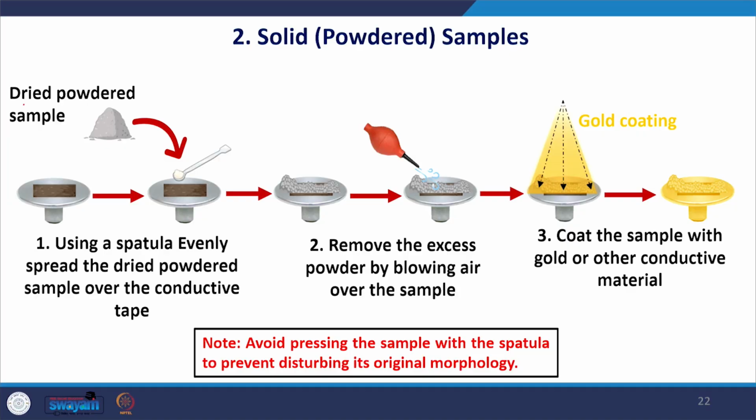The next one is solid sample. If you are using a solid or powder sample, the dried powder sample can be placed on the conductive tape using a spatula, and it has to be evenly spread over the conductive tape. Then remove the excess powder by blowing the air over the sample. Then coat the sample with the gold or other conductive material. Whenever we are doing this second step, avoid pressing the sample with the spatula to prevent disturbing its original morphology.